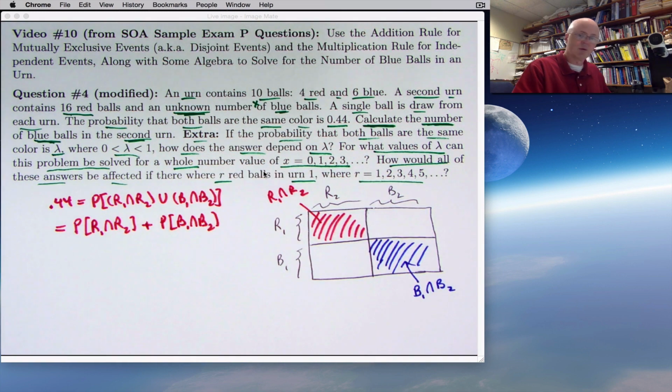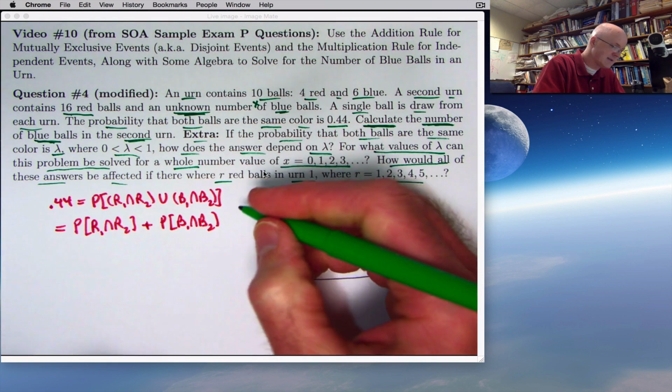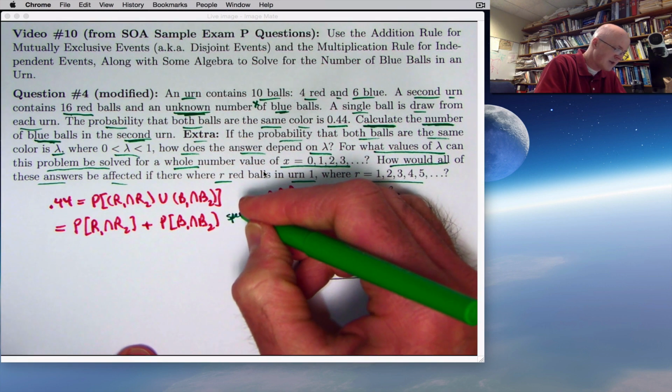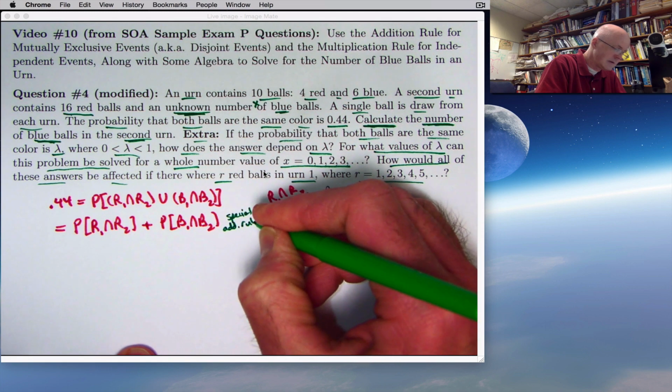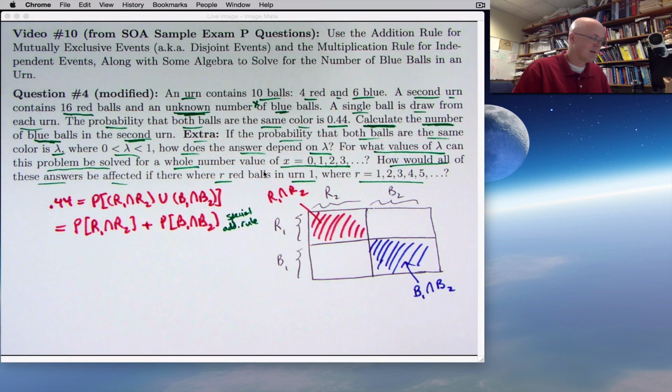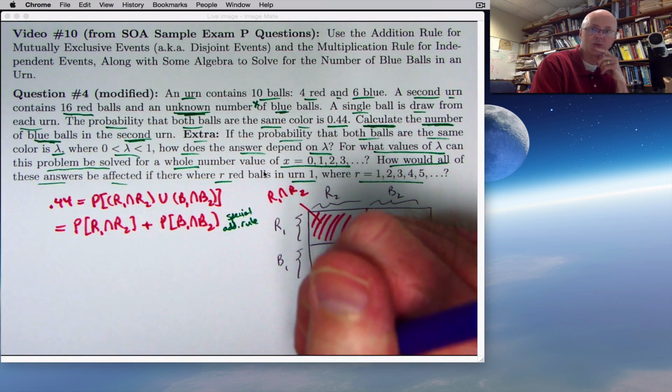So that's the addition rule for mutually exclusive events. I could maybe also call it the special addition rule that I use there. In general, you have to subtract the probability of their intersection. That's the general addition rule. But their intersection is empty, so its probability is 0. What do you do now? We're going to use the special multiplication rule for independent events.